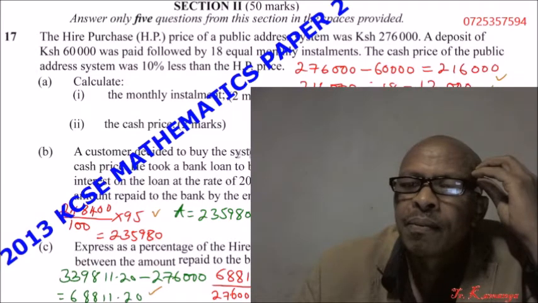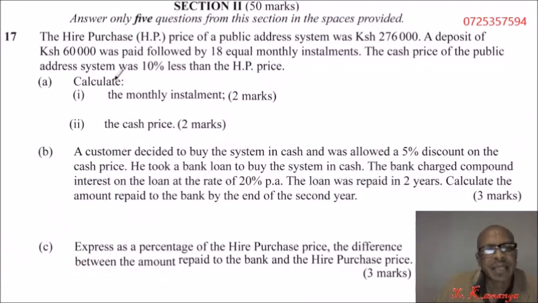Question number 17. This is section 2, 50 marks. You are supposed to answer only 5 questions from this section in the spaces provided. Each question is 10 marks. So this one, number 17: the hire purchase (HP) price of a public address system was 276,000.